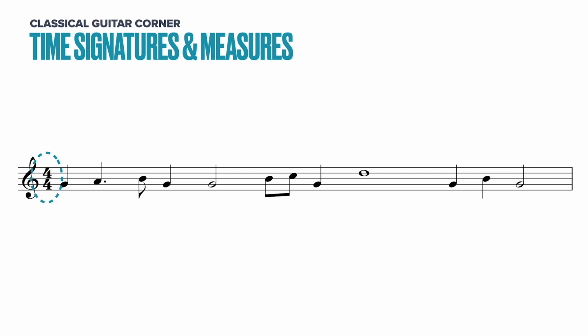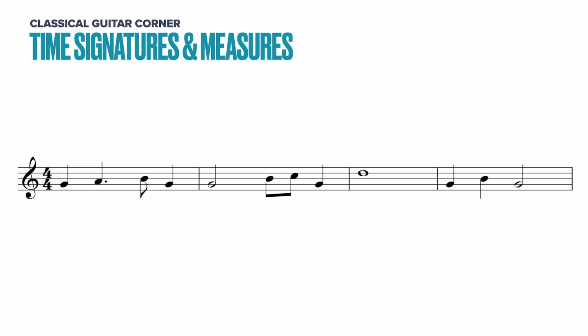A time signature usually comprises two numbers stacked on top of each other. The top number tells us how many beats are in each measure, and the bottom number tells us what kind of beat it is. This will be further explained later in the course.